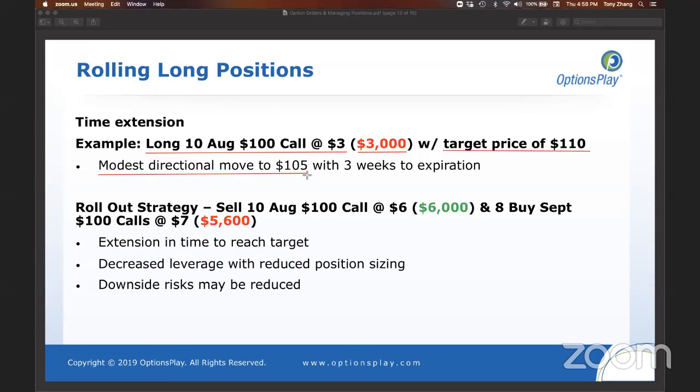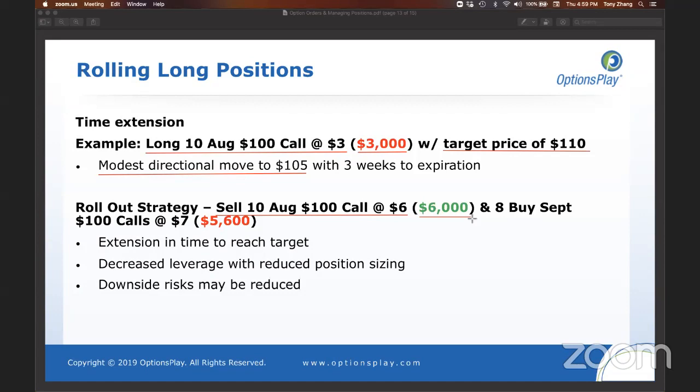One of the things you can do is, now that the stock has moved up to 105, sell all of the calls that you've purchased. I've purchased 10 contracts of the August 100 calls for $3. Because the stock has moved up to 105, those calls may now be worth roughly $6 or so. So I sell all 10 contracts of the August 100 strike calls for $6. For that, I receive $6,000 in credit, which is effectively a 100% return on my trade.